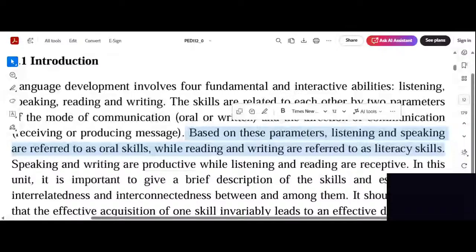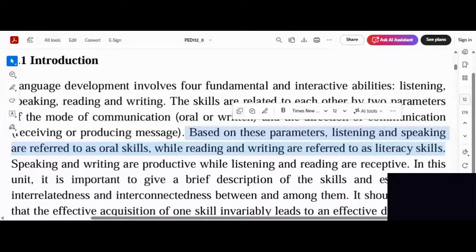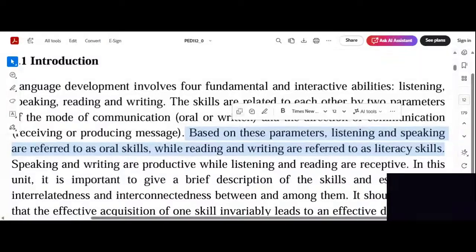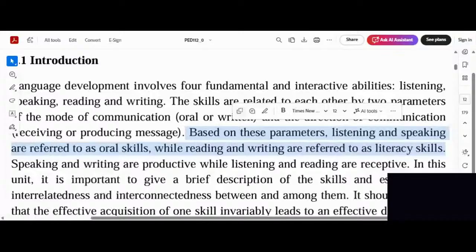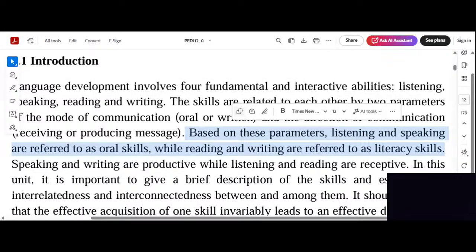So these are known as the receptive skills in the language development skills that we have. When I listen to you, I am receiving from you. When I'm reading what you wrote down, I am also receiving from you. When you are speaking, you are producing something to me. When you write, you are producing something that I can later feed on, to receive.